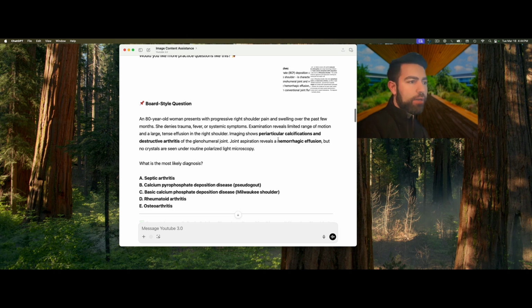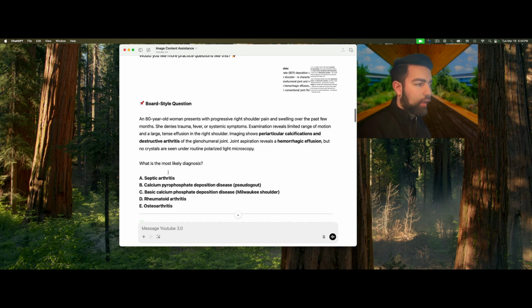Imaging shows periarticular calcifications and destructive arthritis of the glenohumeral joint. The joint aspiration reveals hemorrhagic effusion, but no crystals are seen under routine light microscopy. Okay, so no crystals, but there is hemorrhagic effusion. So what is the most likely diagnosis in this case?